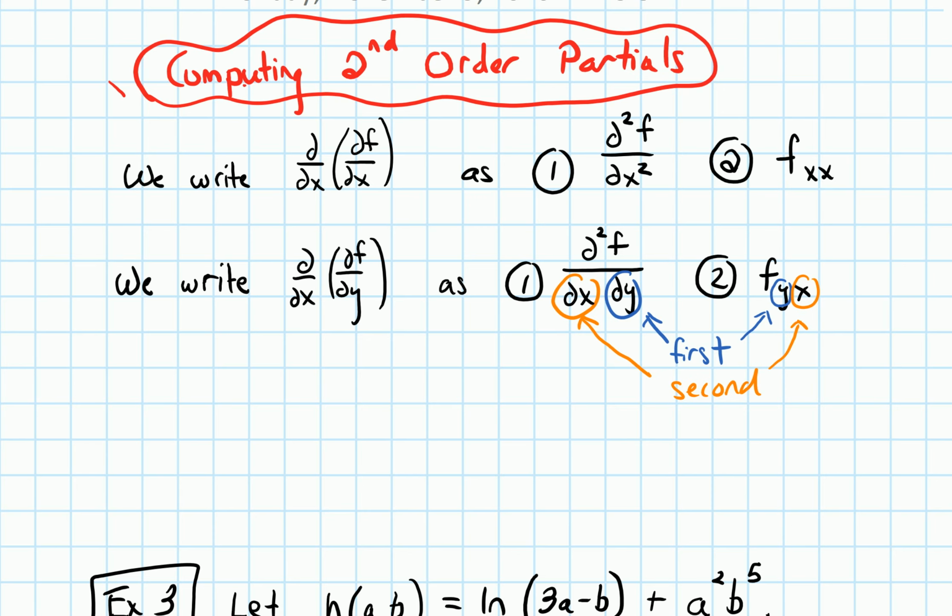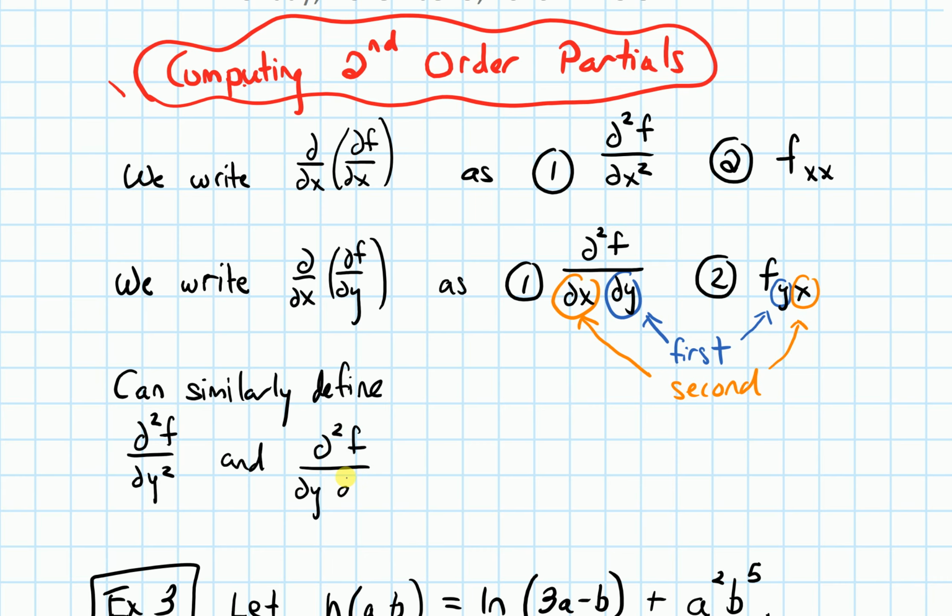All right. And we can similarly define the other second order partial derivatives. So I could also do del 2 f del y squared in this sort of way, and del 2 f del y del x. I could also define them in a similar way. All right, so let's do an example.